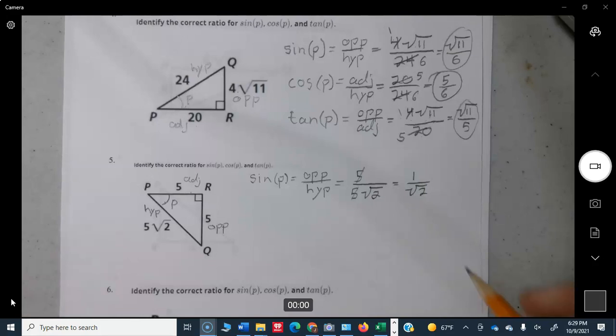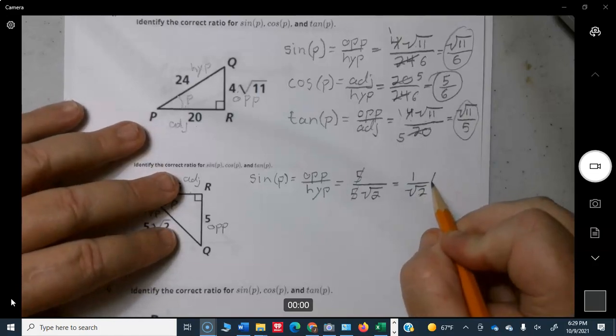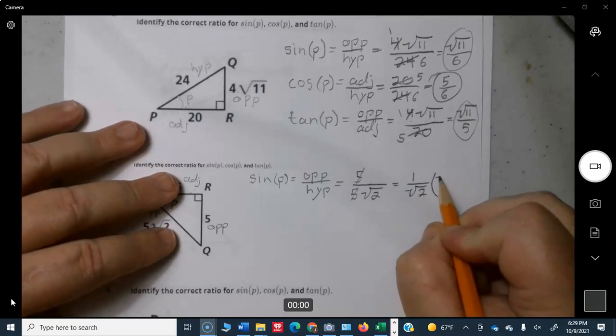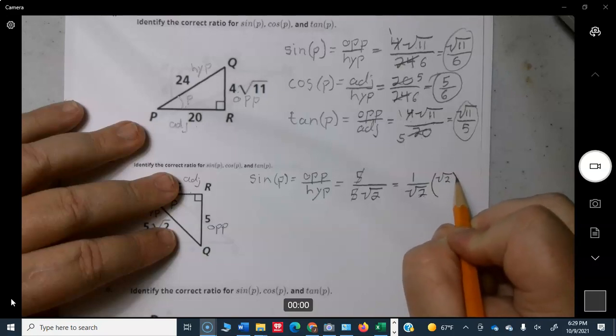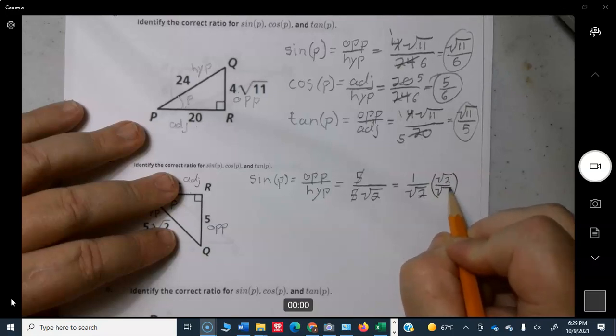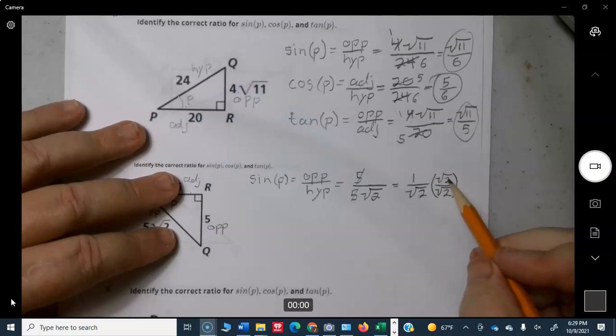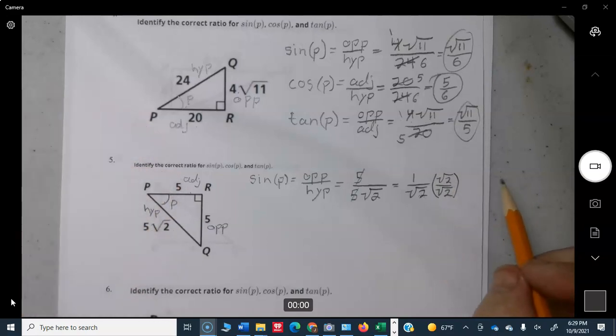Now, you're not allowed to leave a square root or any kind of root in the denominator. So watch how I get this out of the denominator. And you do it the same way anytime you see a root. You simply multiply the top and bottom by that square root. So the square root of 2 on top over the square root of 2 on the bottom. What does the square root of 2 over the square root of 2 equal? What does any number over itself equal? What does 3 over 3 equal? What does 10 over 10 equal? They equal 1.